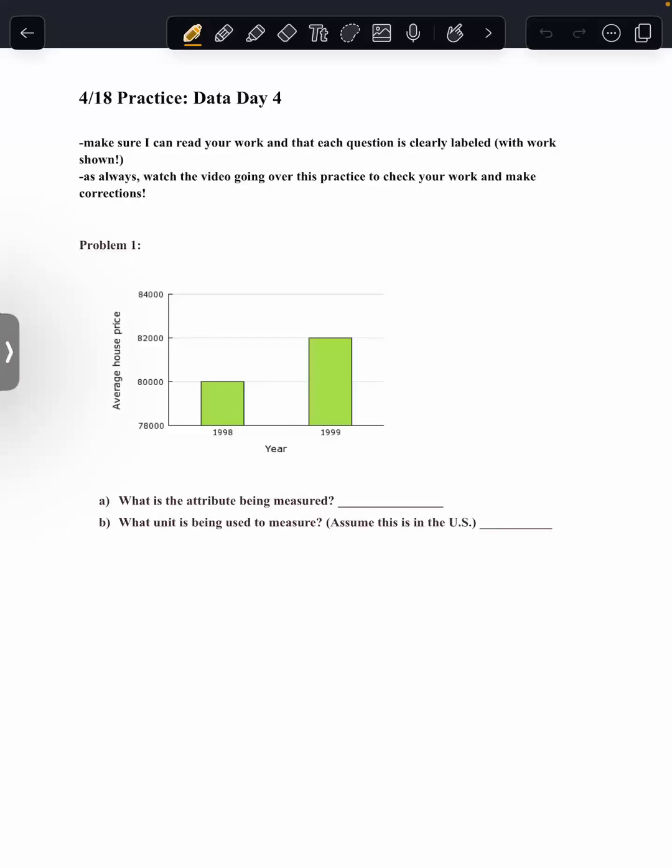All right, so we have another day of data. So 418, we're on data day 4. So we're looking at several different things here.